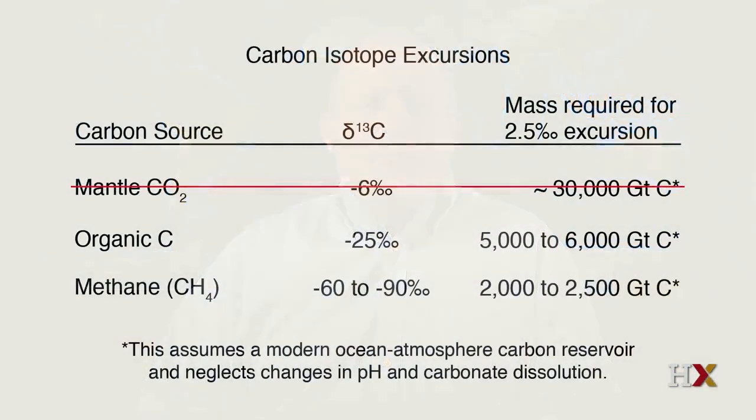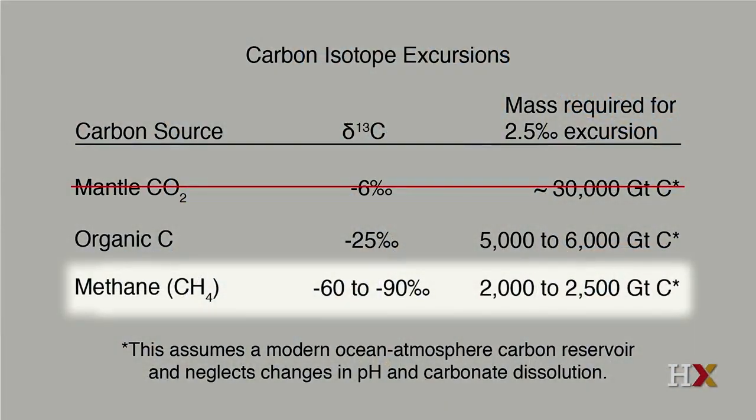The methane hydrate hypothesis may be the cheapest amount of carbon. That is, it can explain the carbon isotope excursion with a relatively small amount of carbon, but it's inconsistent with the other observations that seem to demand a much larger release of carbon to produce the acidification we observe.